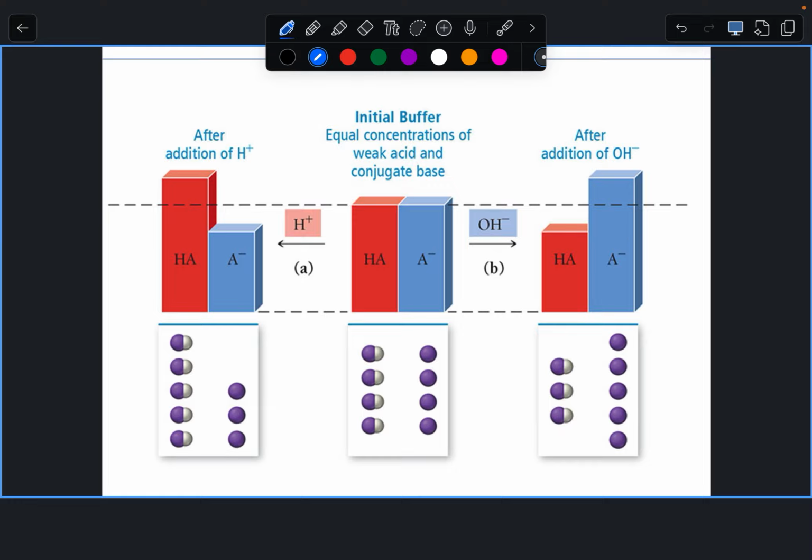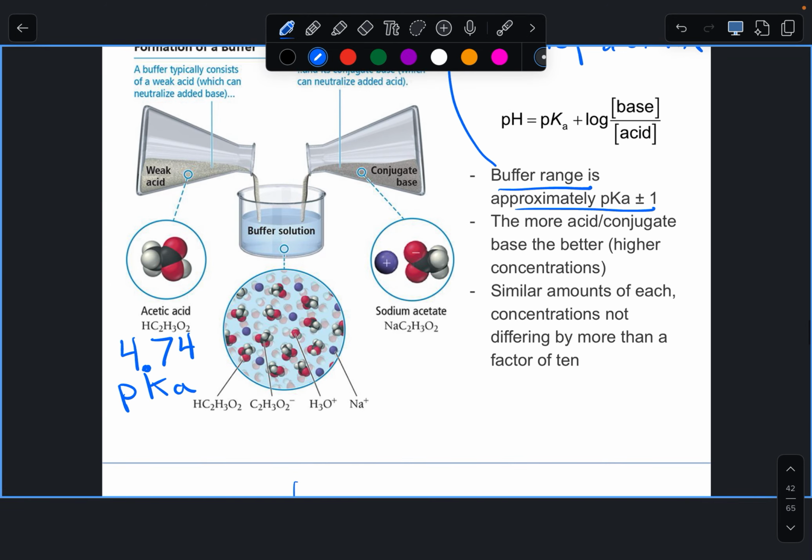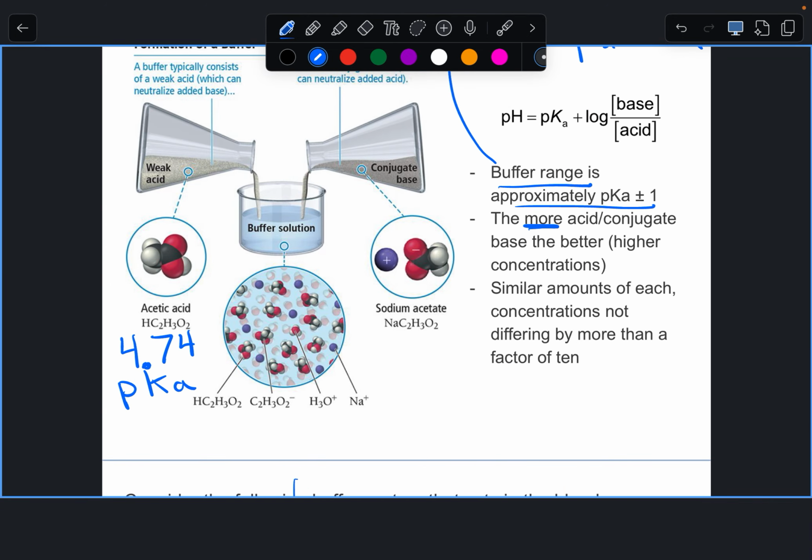Because buffers are not just for if an acid gets added in, you want to also be able to add a base. So you want them in equal quantities and you want a lot of them. Okay, so that's these 3 points here. You want lots of them, higher concentrations, and you want similar amounts.